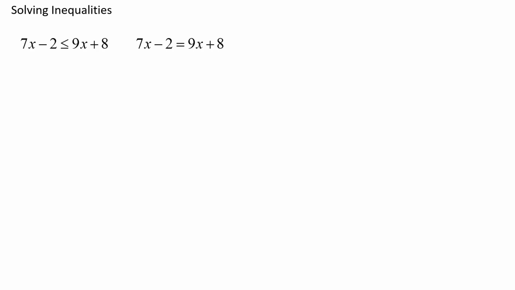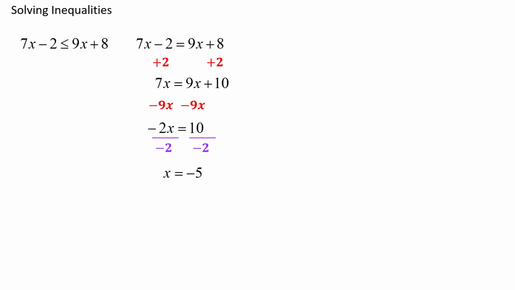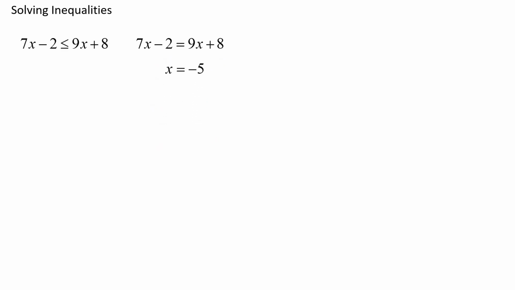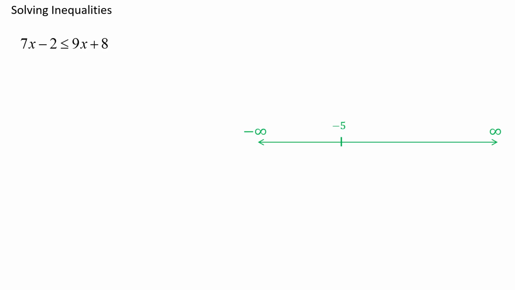Here's a trick. Take the problem and change the inequality into an equals. Then just solve the equation like you normally would solve any other equation. As soon as you're done, take the answer to the equation and put it on a number line. Then what you can do is pick any number to the right of that number.